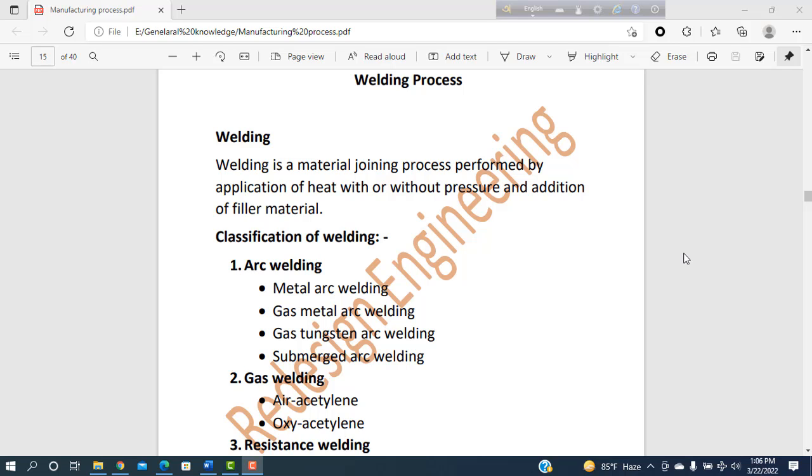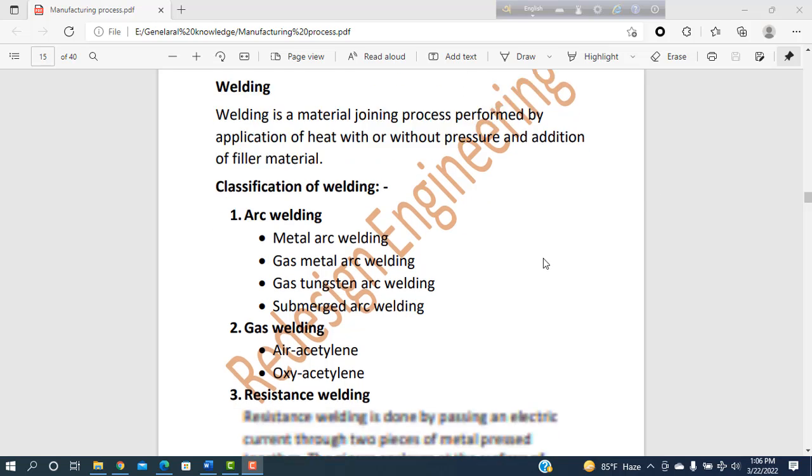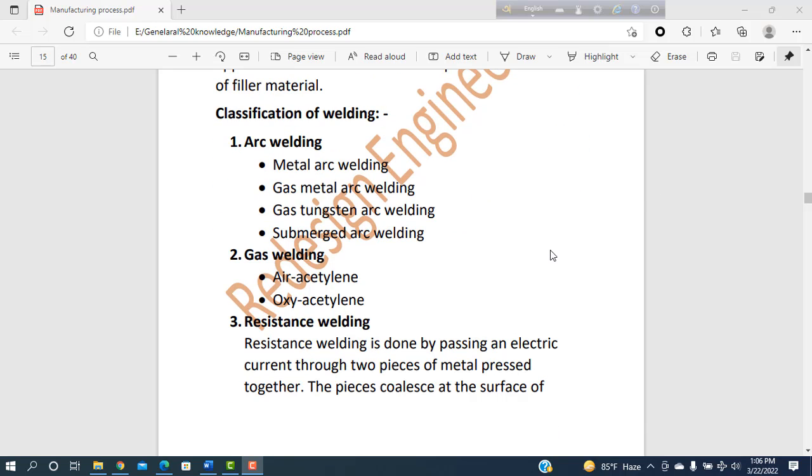Classification of welding. Arc welding. Arc welding is of four types: metal arc welding, gas metal arc welding, gas tungsten arc welding, submerged arc welding. Gas welding. Gas welding is of two types: acetylene, oxyacetylene.